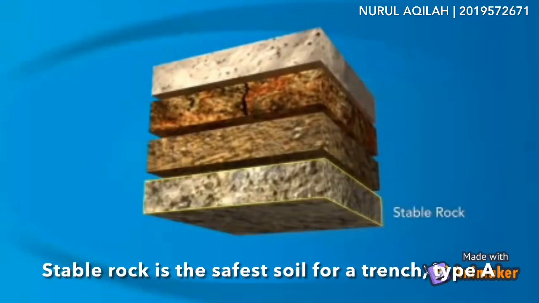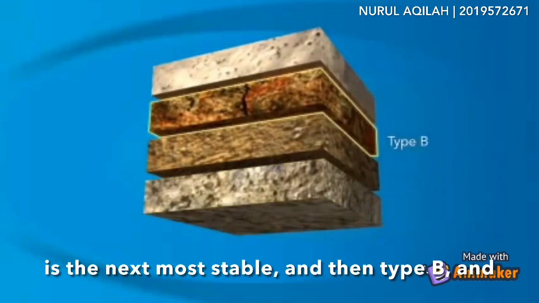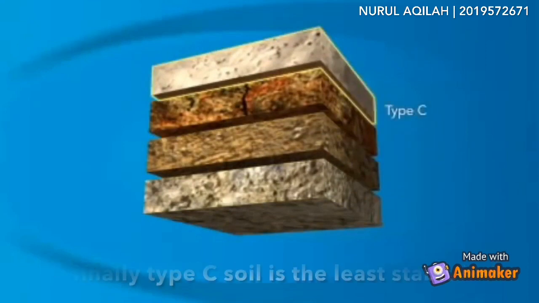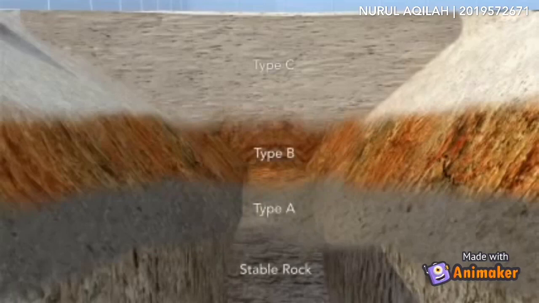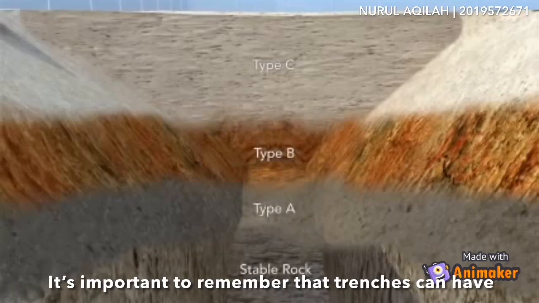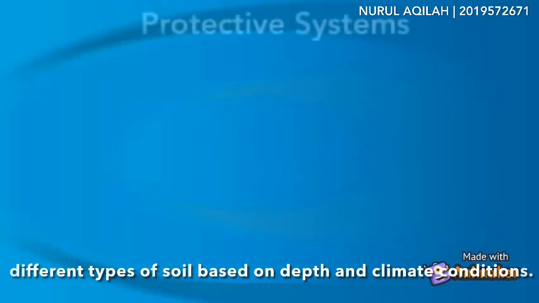Stable rock is the safest soil for a trench. Type A is the next most stable, and then type B. And finally, type C soil is the least stable. It's important to remember that a trench can have different types of soil based on the depth and climate conditions.